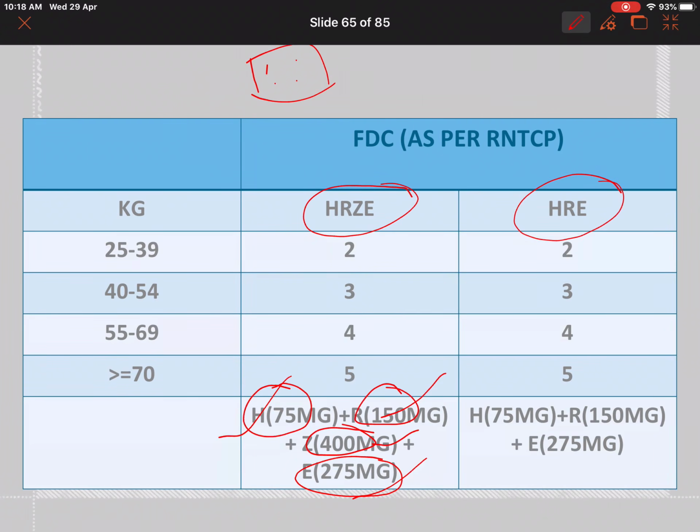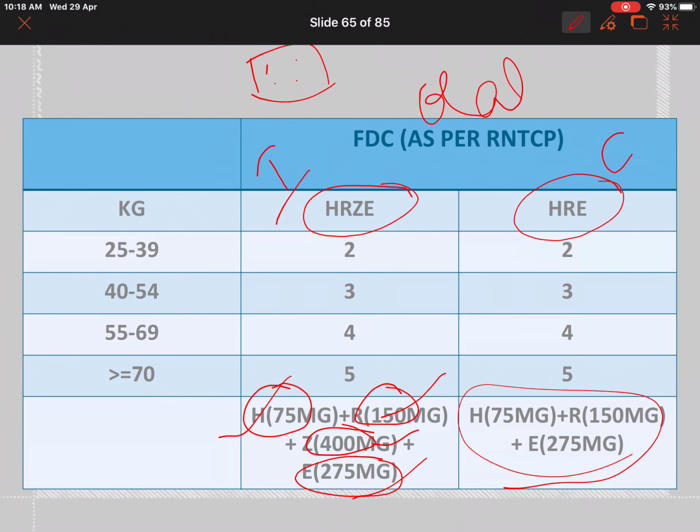For HRE, in the same way, except for pyrazinamide, all the drugs are going to be there. HRZE is used for the intensive phase. HRE is used for the continuation phase. These are oral fixed dose combinations given based on the weight of the patient. If a patient is weighing 30 kgs, he needs 2 tablets in the intensive phase and 2 tablets of HRE in the continuation phase per day. If a patient is weighing above 70 kgs, you will need 5 tablets per day in the intensive phase and 5 tablets per day in the continuation phase.